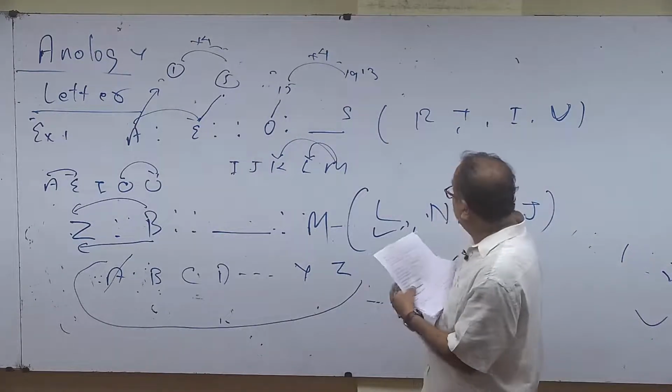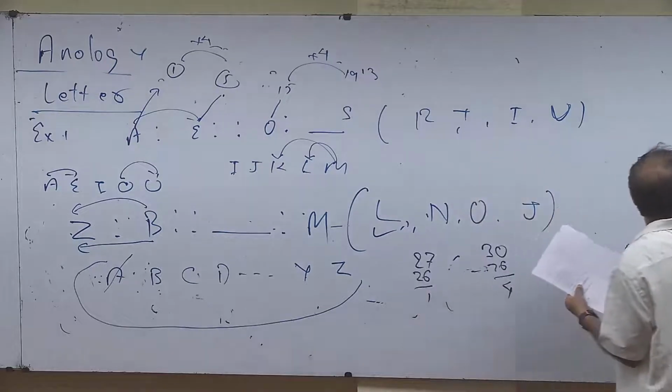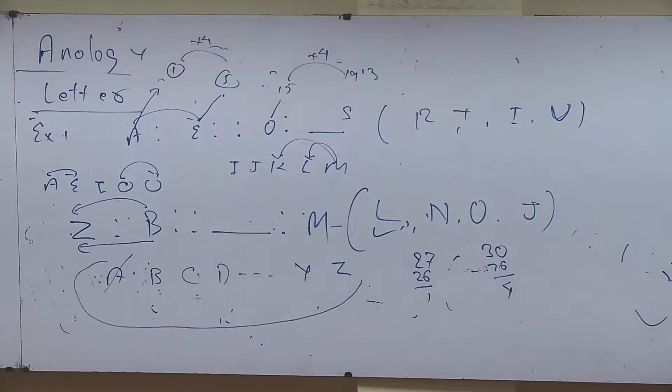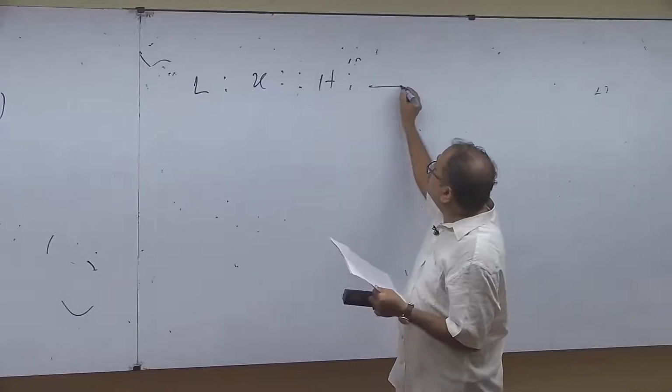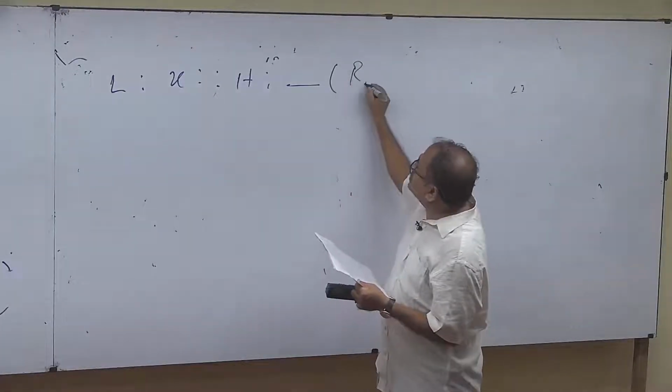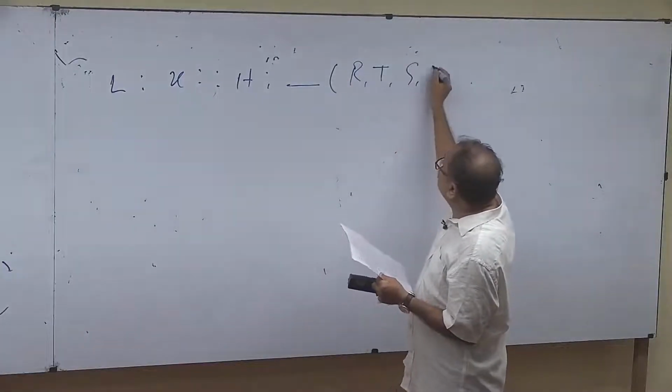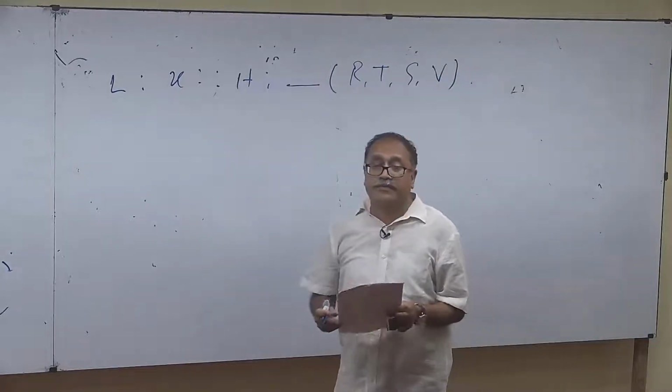Okay, I'll take another example here, and it's a very simple example. If L is written as X, then H will be written as dash, and your option choices are R, T, S and V.